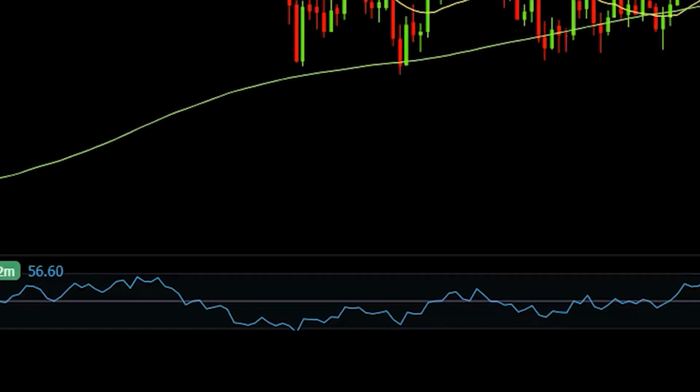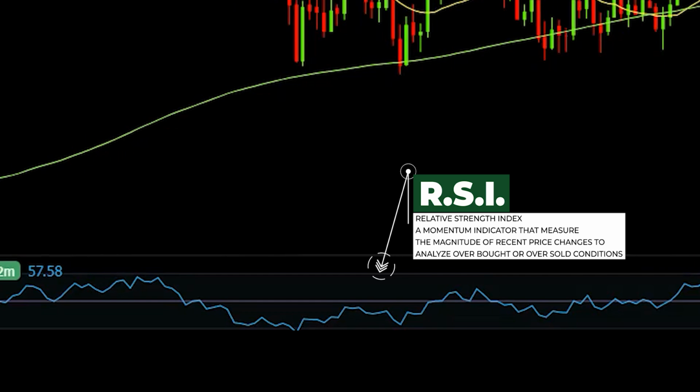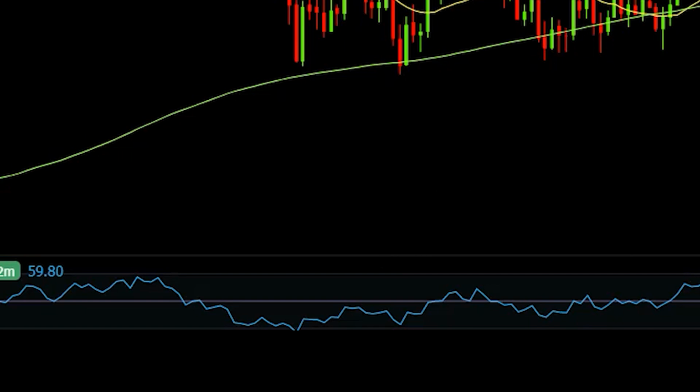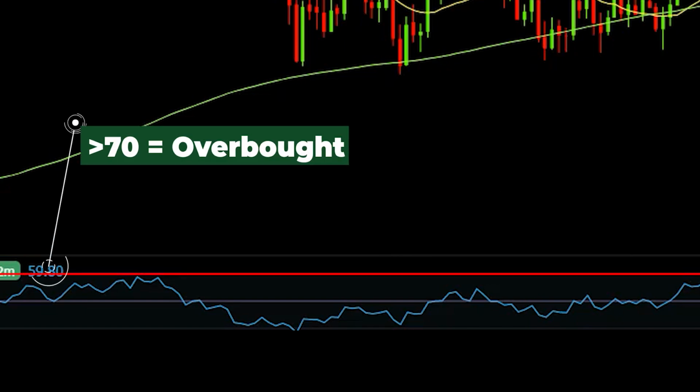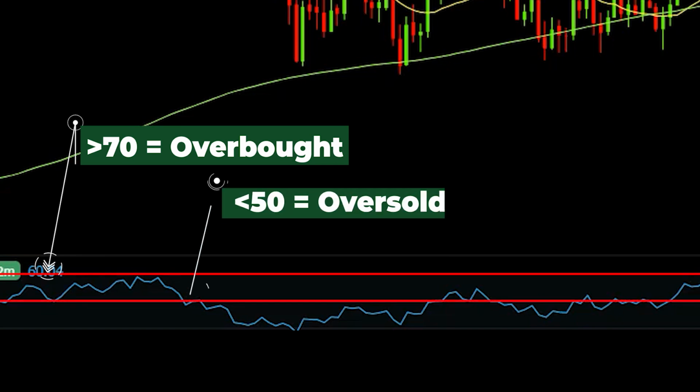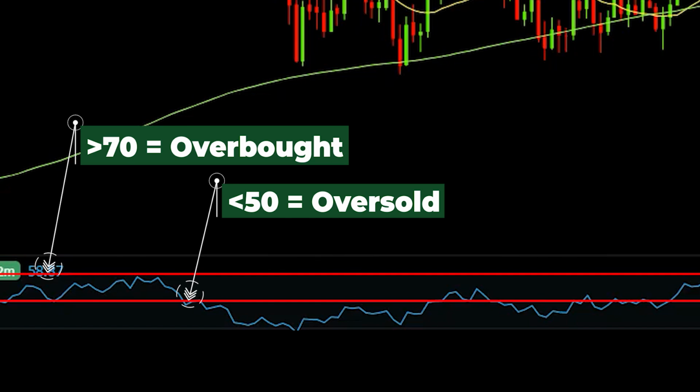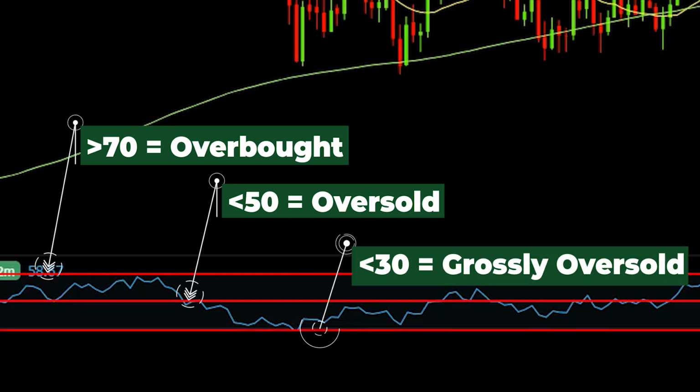Next is Relative Strength Index, or RSI. What we're going to focus on with this RSI is understanding what it's best to be used for. This is a momentum indicator that measures the magnitude of recent price changes to analyze overbought or oversold conditions. If we are over 70, we are considered overbought. If we are below 50, we are in oversold territory. If we get below 30, we are considered grossly oversold.